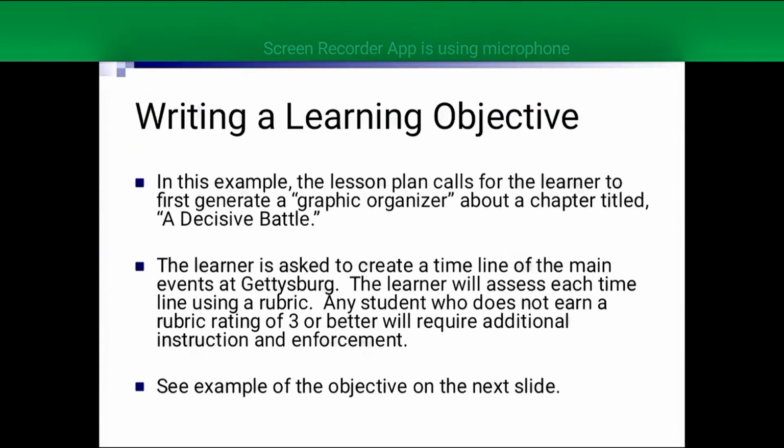Writing a learning objective. In the example, the lesson plan calls for the learner to first generate a graphic organizer about a chapter titled A Decisive Battle. The learner is asked to create a timeline of the main events at Gettysburg. The learner will assess each timeline using a rubric. Any student who does not earn a rubric rating of 3 or better will require additional instruction and reinforcement. See an example of the objective on the next slide.